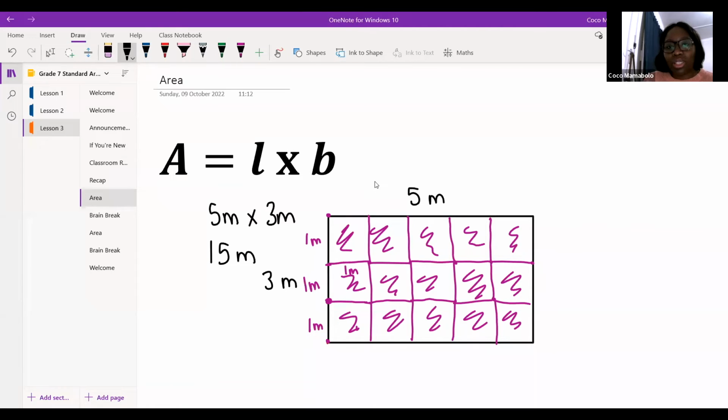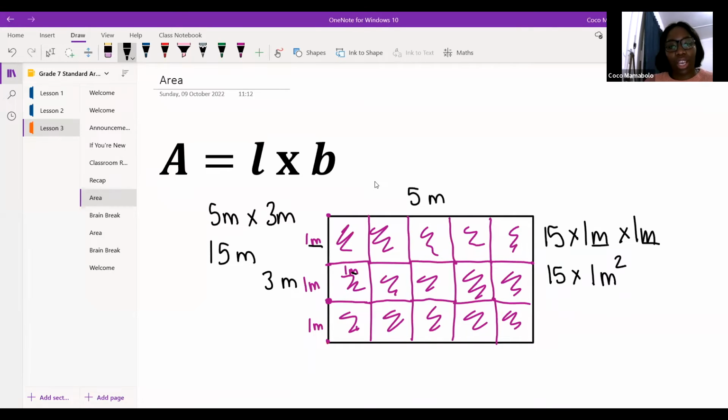But because this is 1 meter on this side and it's 1 meter on the other side, what I actually have is 1 meter by 1 meter. I'm multiplying a meter by a meter, but I'm doing it 15 times. So if I have 1 times 1, that's going to give me 1. And then if I have 15 times 1, meter times meter, that is going to give me meters squared. Okay. Because I'm not adding like I was when I was doing perimeter, I'm multiplying.